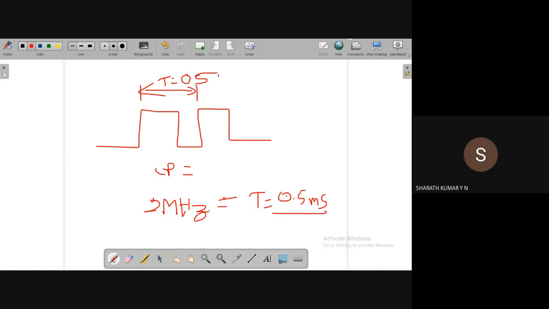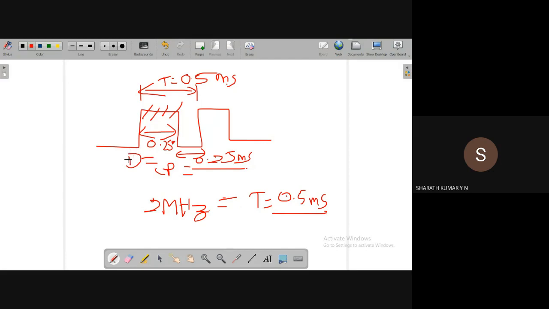Out of 0.5 milliseconds, the on period is only 0.25 milliseconds, half of that. The off period is half of that, another 0.25 milliseconds. Okay, so thereby this duration is very small. In this duration, the number of times the D input changes is very few.